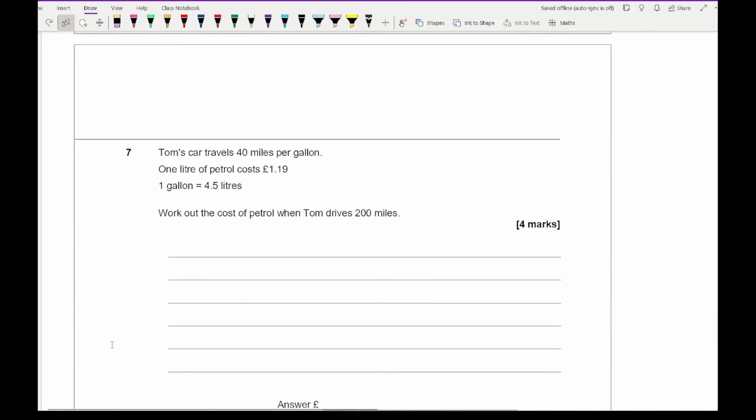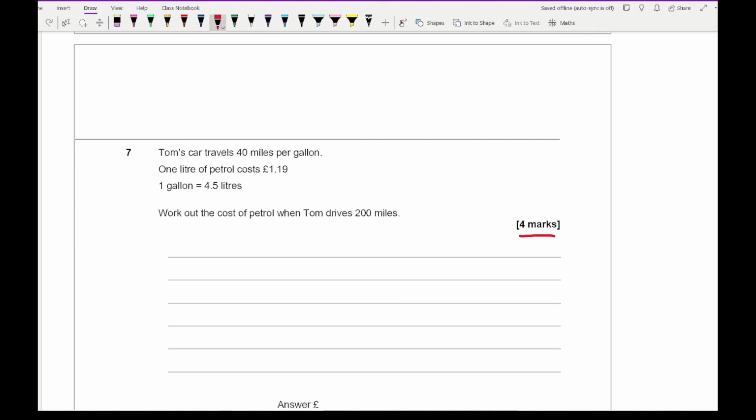Moving on to question 7, it says that Tom's car travels 40 miles per gallon. 1 litre of petrol costs £1.19. And 1 gallon equals 4.5 litres. Work out the cost of petrol when Tom drives 200 miles. Now for this, there's a couple of things we need to do first. So let's have a look at the process, and it is worth 4 marks.